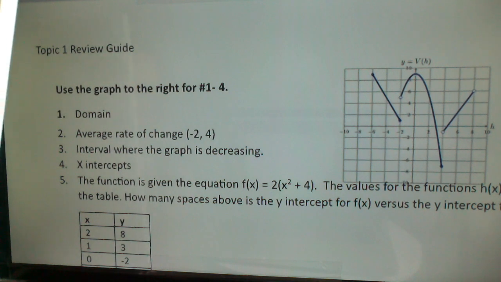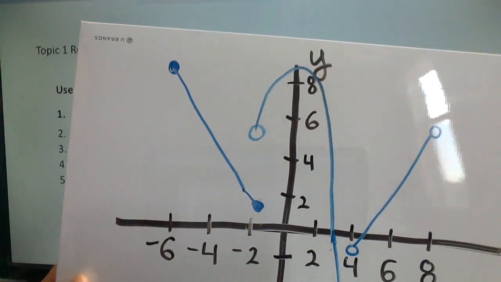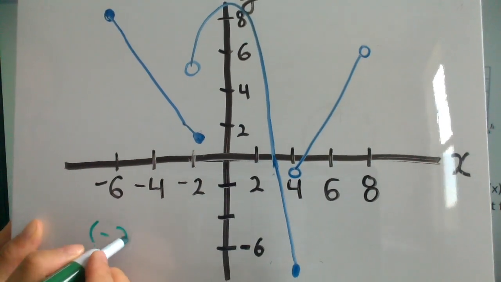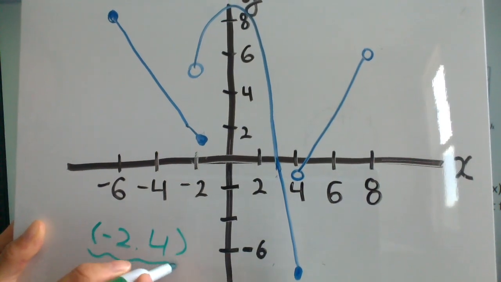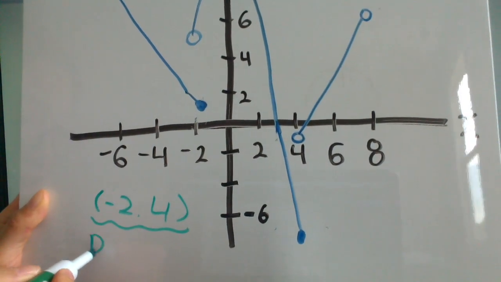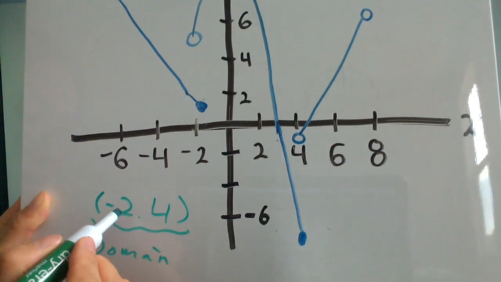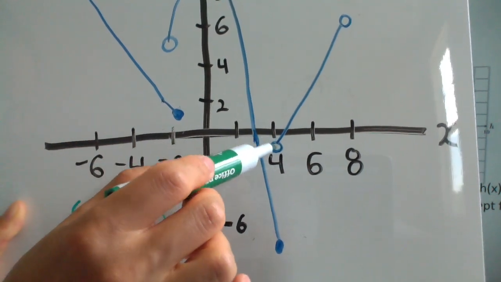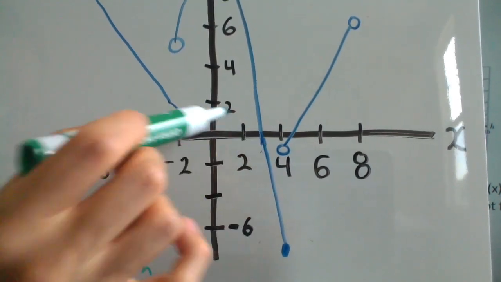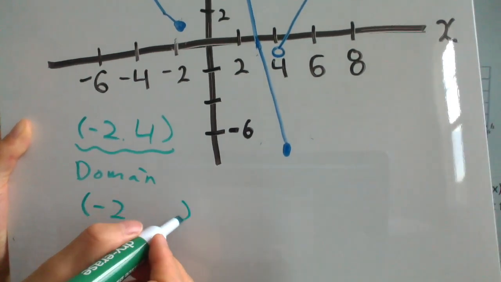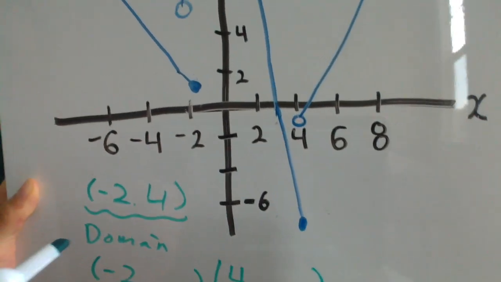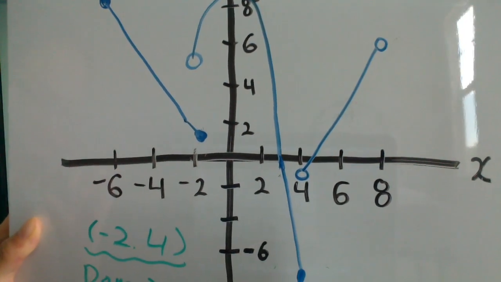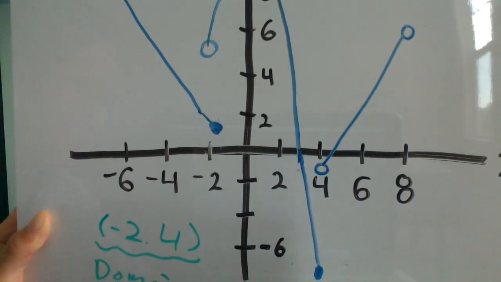Average rate of change -2 to 4. So whenever they are asking about average rate, -2 to 4, this is domain, right? It means this value is also x, here, goes through x is 4. They're asking from -2 to 4 how the graph moves. That's what the question is.